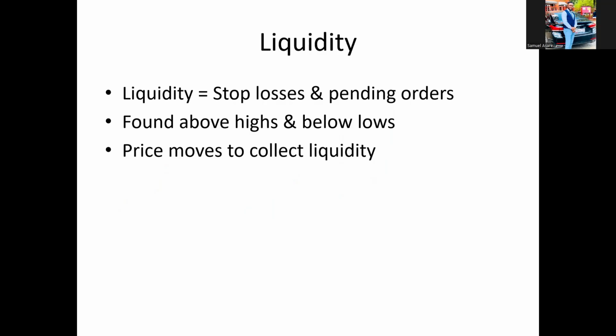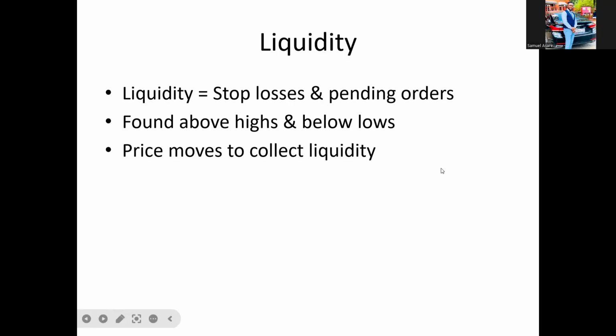So liquidity is usually where you see stop losses, where retail traders usually put their stop losses and pending orders because they expect price to come there. It's usually found at the higher highs and the lower lows of the price movement on the chart. We say that the institutions understand where these stop losses are. That is what we call the liquidity.